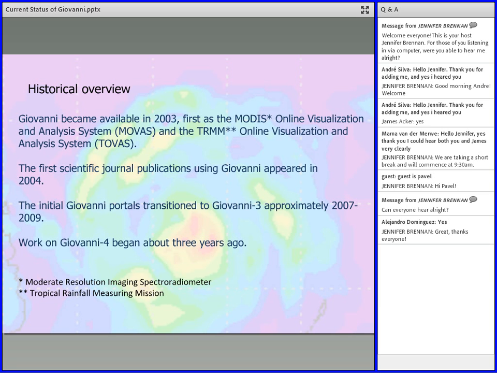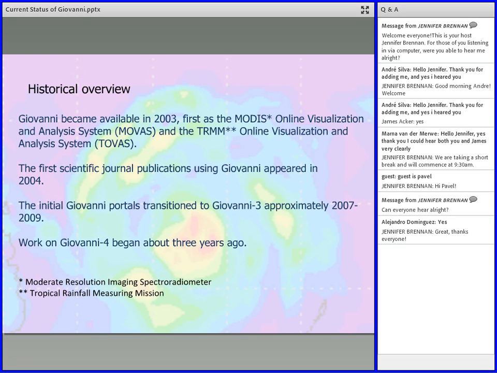If you don't know, TRMM is the Tropical Rainfall Measuring Mission, which is near the end of its mission lifetime, still delivering good data, and in anticipation of the Global Precipitation Measurement Mission that was launched this year.